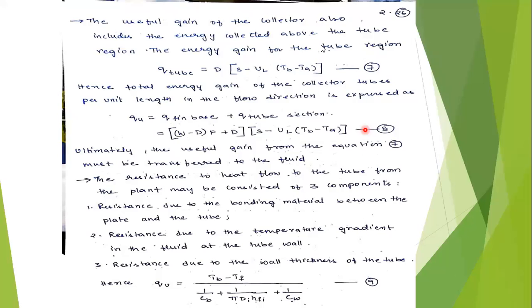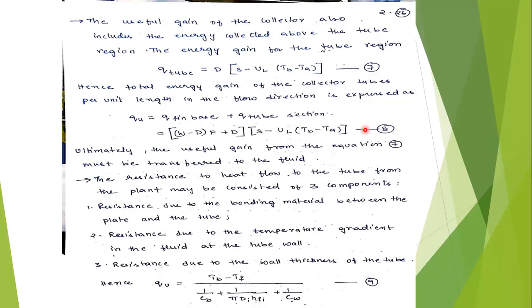This movement of the tube increases the thermal losses. So we have to decrease the movement of the tube, so it has to be firmly fixed, bonded to the plate. For this we are using some bonding material. This bonding material gives a resistance to the heat flow to the tube.